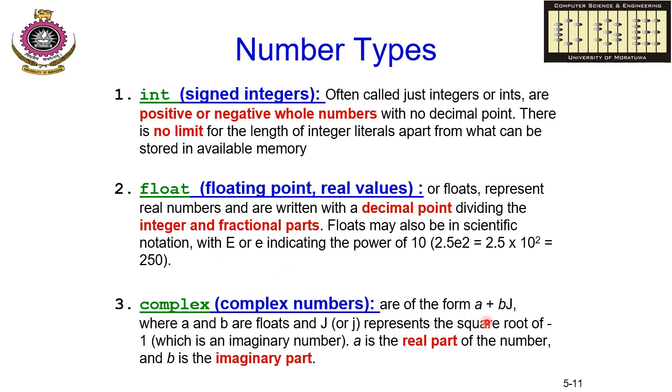There's a format to that: a + bj, where a and b are floats, and j, or capital J, represents the square root of -1, which makes an imaginary number. So a is the real part of the number and b is the imaginary part. It's equivalent to what we do in mathematics. From a mathematics perspective, we represent a complex number in that way, which includes the real part as well as the imaginary part.